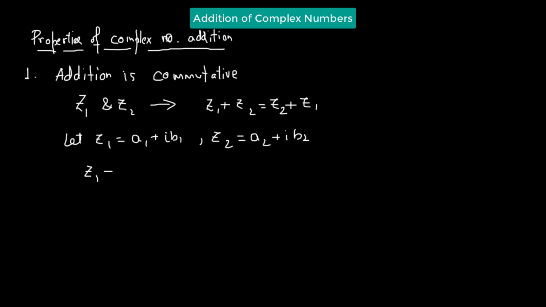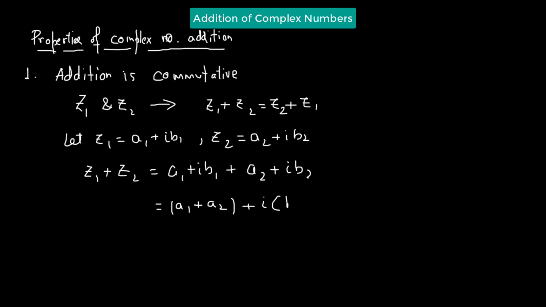Let us first add z1 to z2, and that should be equal to a1 plus I times b1 plus a2 plus I times b2. So that will be equal to a1 plus a2, so we are adding the real parts together, plus I times b1 plus b2. Now a1 plus a2 is just the addition of two real numbers, and we know that addition of real numbers is commutative by itself. So we can flip the two values and write a2 plus a1, which means the same thing, plus I times b2 plus b1.